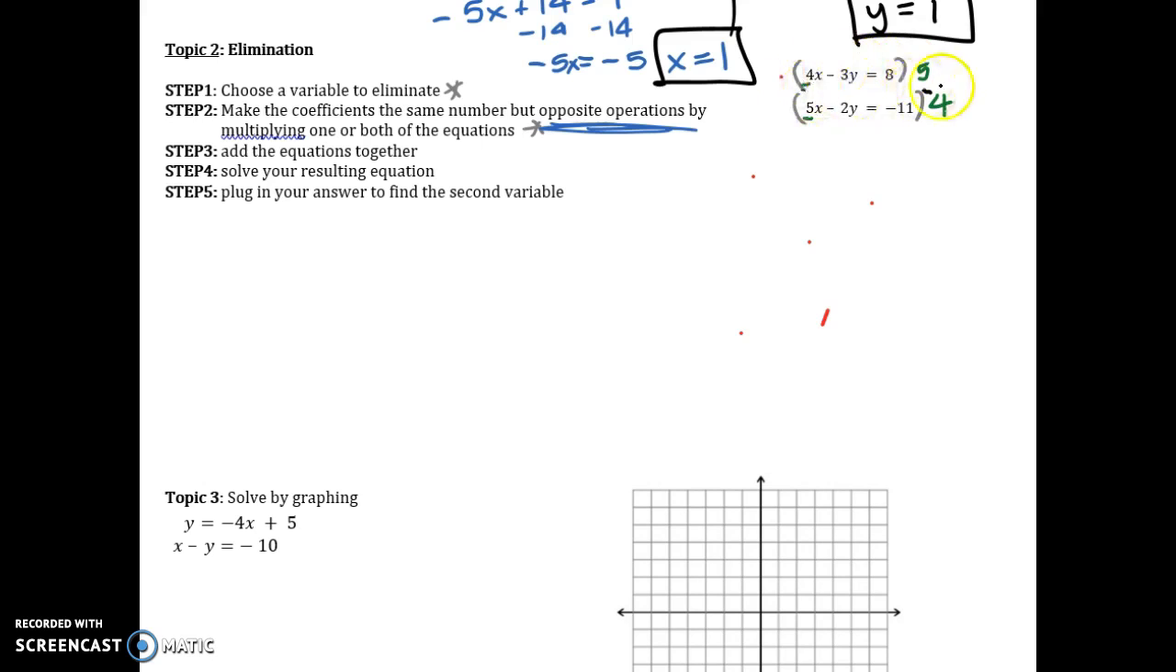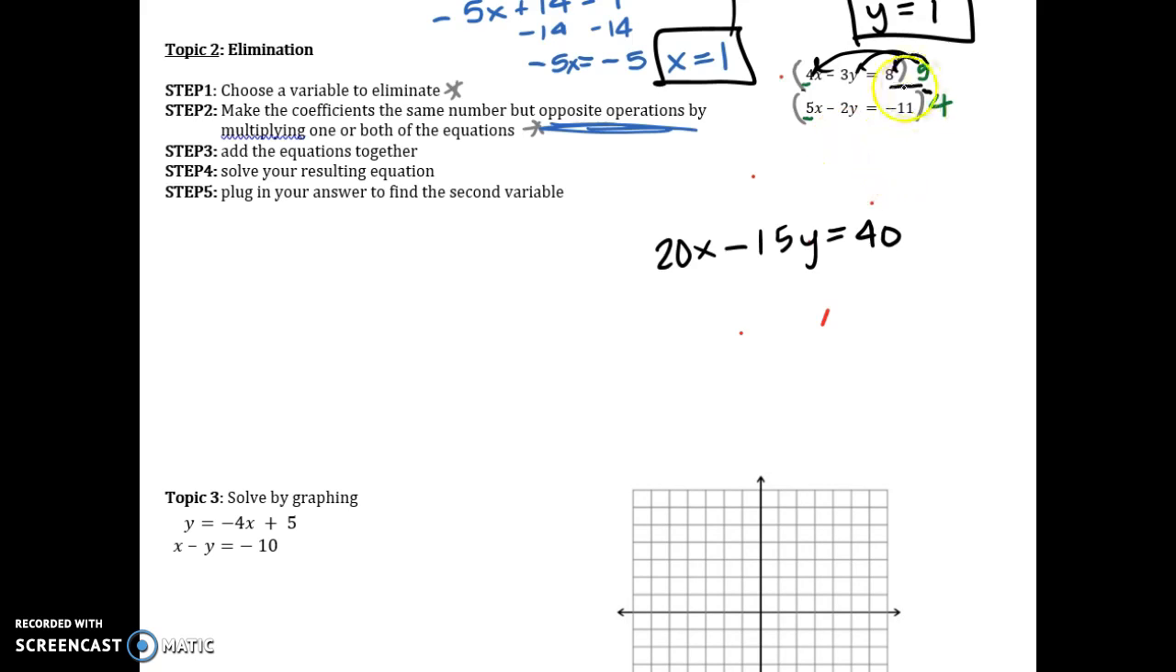And so if I multiply everything in this top equation by 5, it's like I'm doing the distributive property. So 20x minus 5 times 3, so 15y equals 40. Don't forget that last number. A lot of people always forget that one.